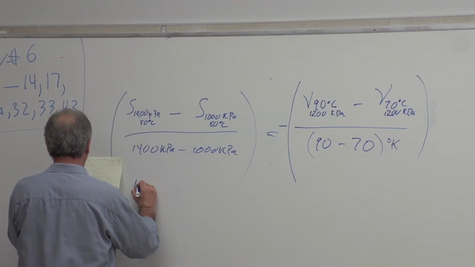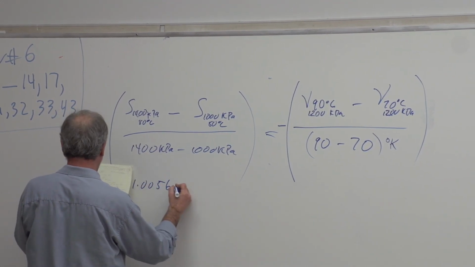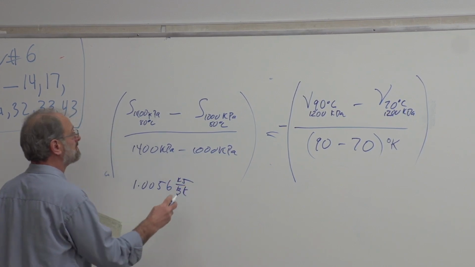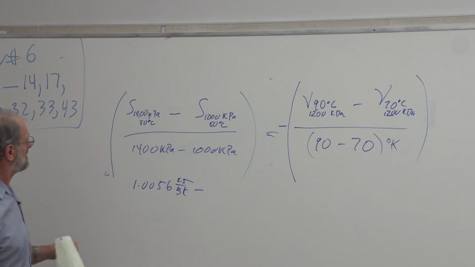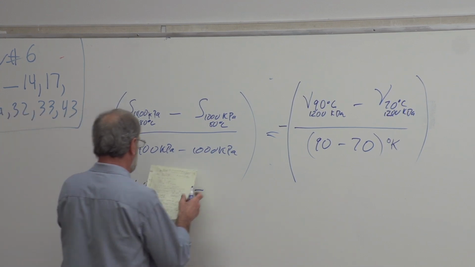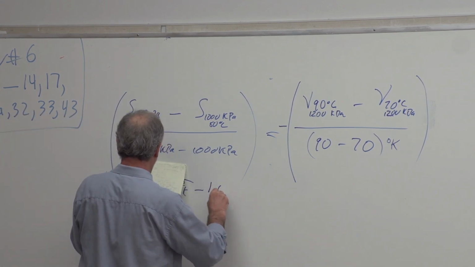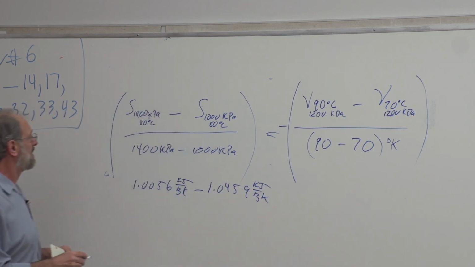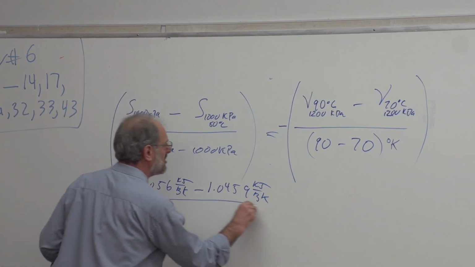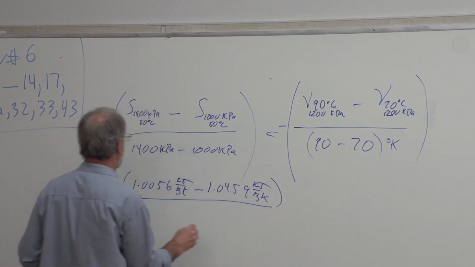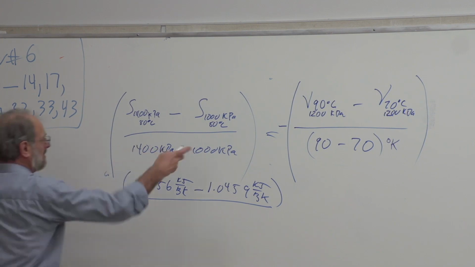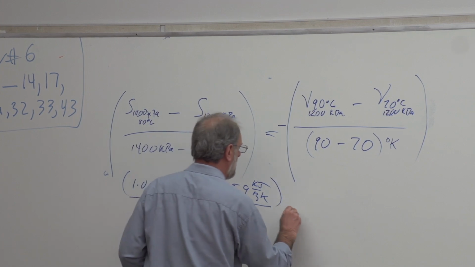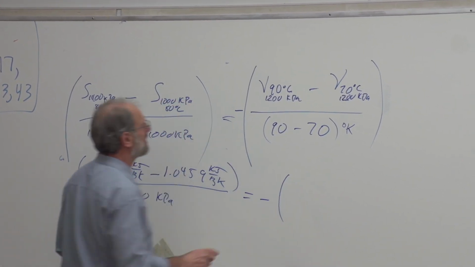The entropy is 1.0056. And this is going to be in kilojoules per kilogram per Kelvin. And then the entropy at 1,080 degrees Celsius. This is 1.0459 kilojoules per kilogram per Kelvin. So those are the entropy terms in the numerator. And then in the denominator, well, this is just 400 kilopascals. And then on the right-hand side, we have our minus.